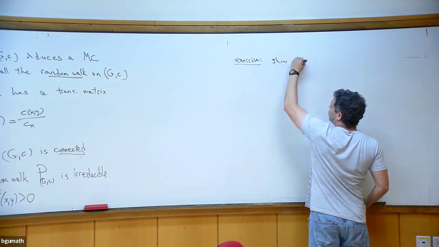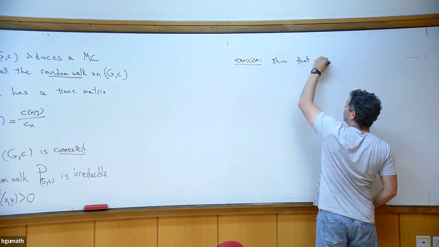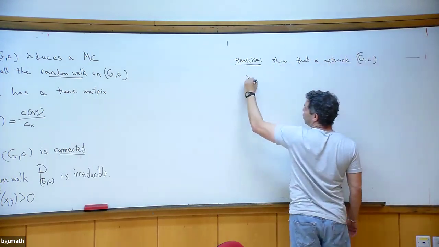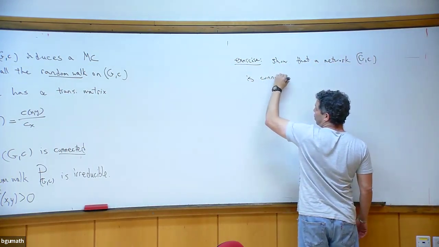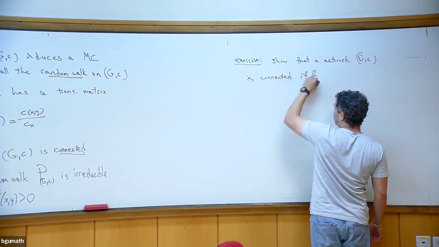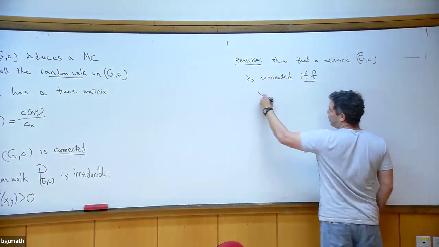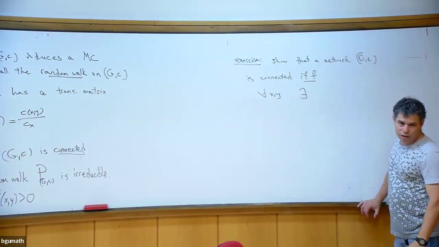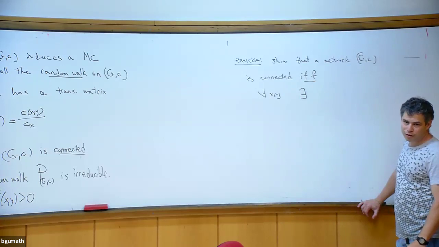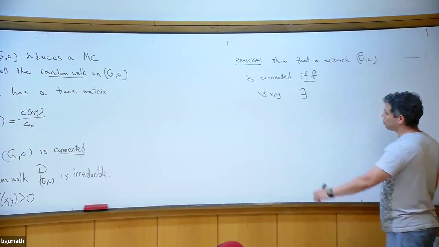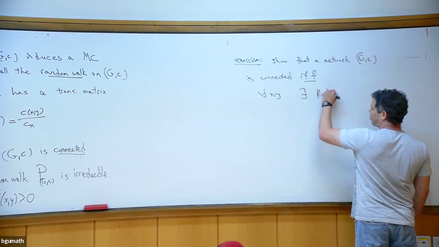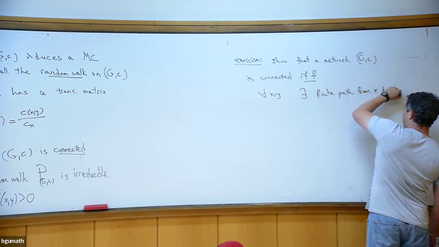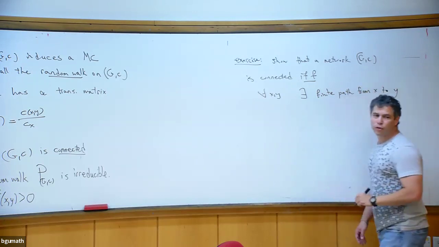So that a network G, C is connected if and only if for any x, y there exists a finite path from x to y. Okay? What is a finite path from x to y? I'm going to define what this means, a finite path.